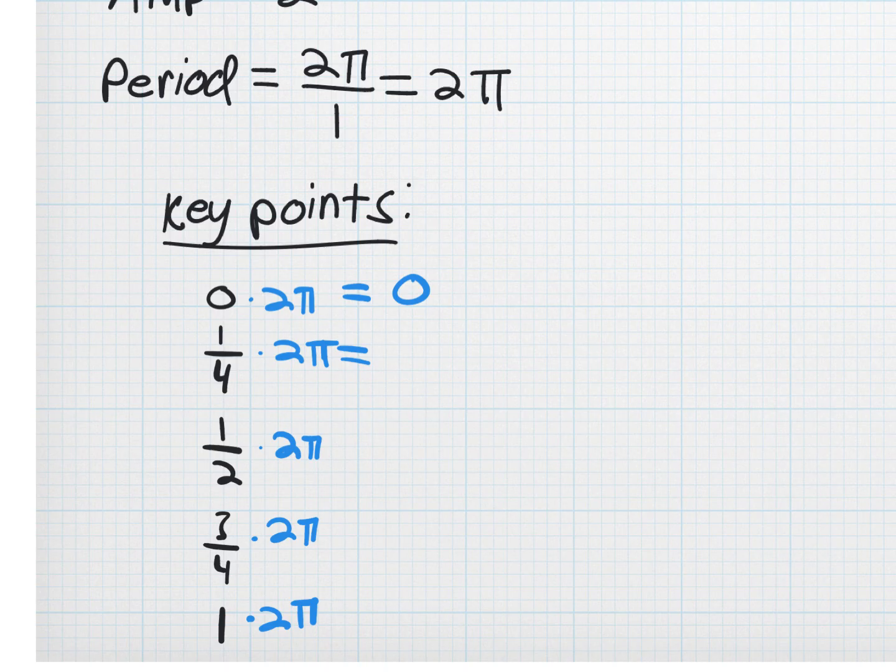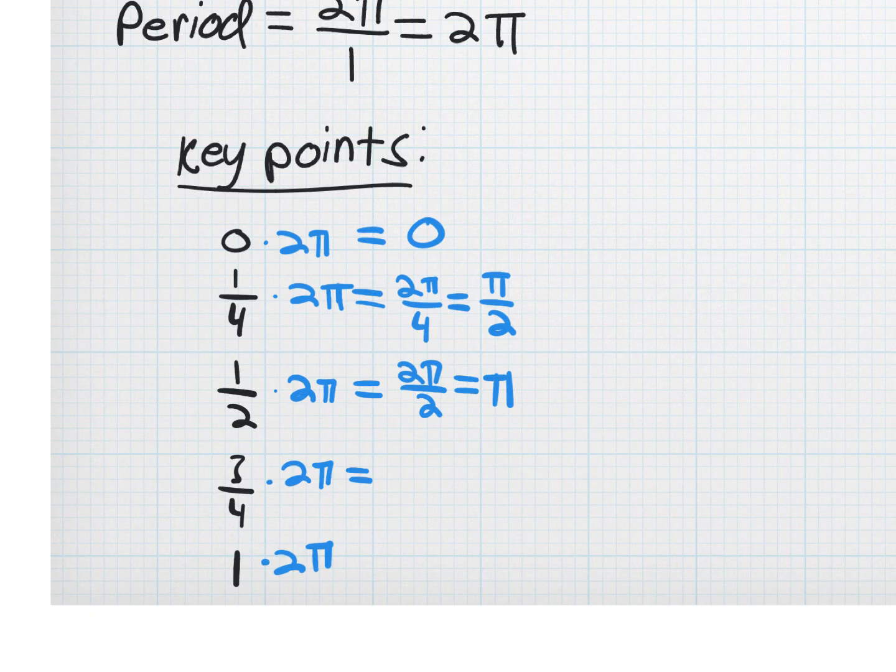All right, what about a quarter times 2 pi? How do we do that? Okay, it's going to get you 2 pi over 4. Does that simplify? Yeah, 2 and 4, right? It's going to be pi over 2. Nice, right? What about 2 pi times a half? Yeah, it's just going to get you pi. You can say 2 pi over 2, which is just going to get you pi.